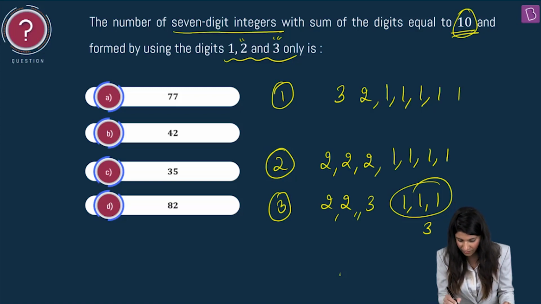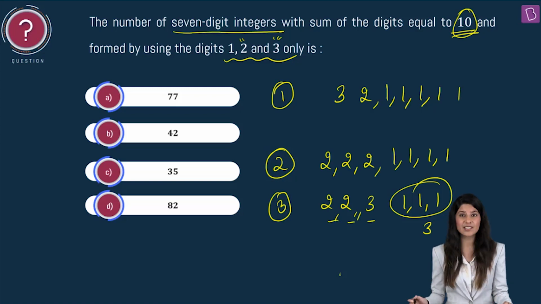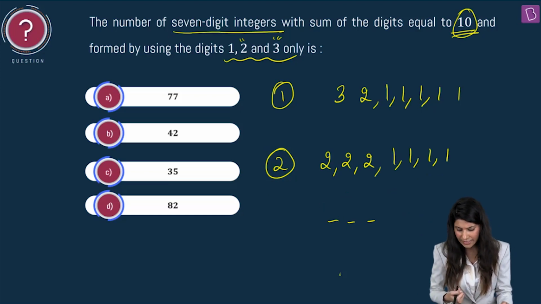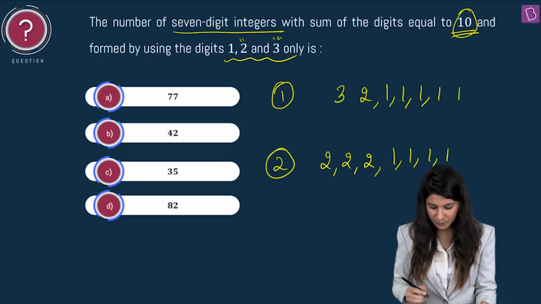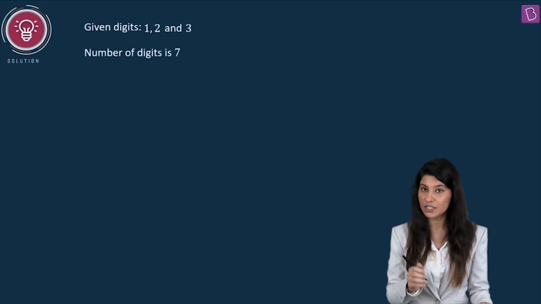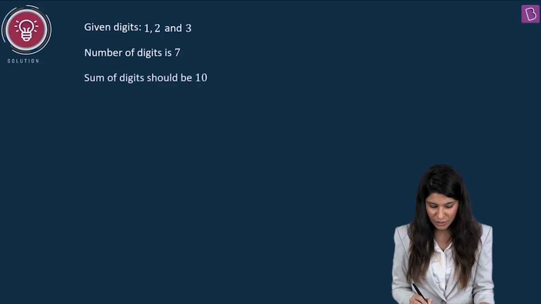So here you have 1, 2, 3, 4, 5, 6 digits. I am looking for a 7 digit number. That means case 3 is not possible. Only these two cases are possible. You need to just solve these two cases, right? We have already discussed the number of digits is 7 and the sum of digits should be 10.